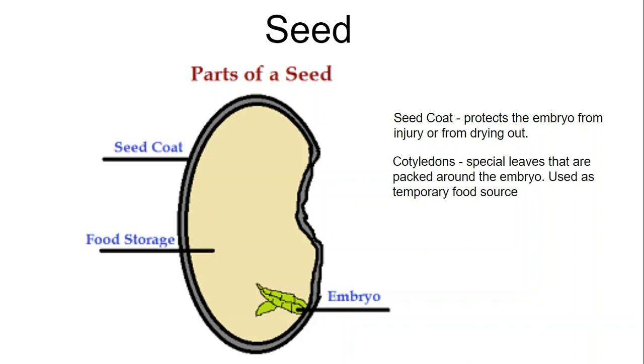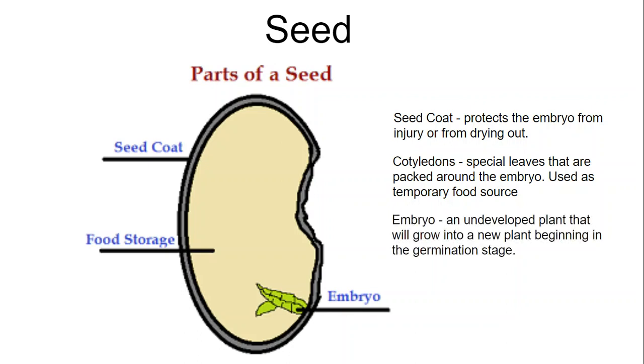These are special leaves that are packed around the embryo and used as a temporary food source. And the third is the embryo. This is an undeveloped plant that will grow into a new plant beginning in the germination stage.